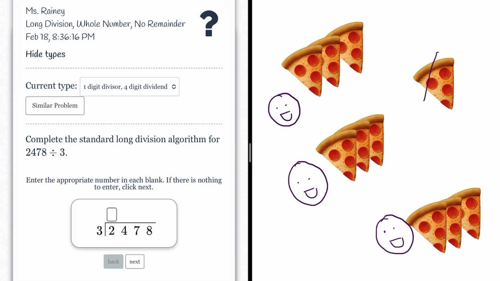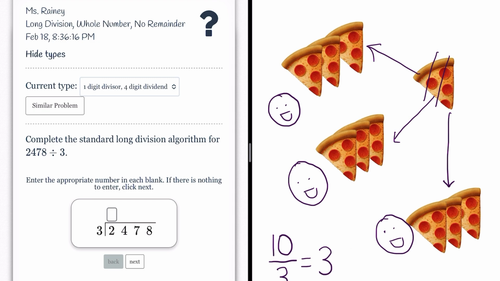I'm going to divide this slice into 3 pieces and give each of my friends a third of a slice. This means that when I had 10 slices of pizza divided between 3 friends, every friend got 3 slices and 1/3 of a slice. This example works when we're working with smaller numbers.